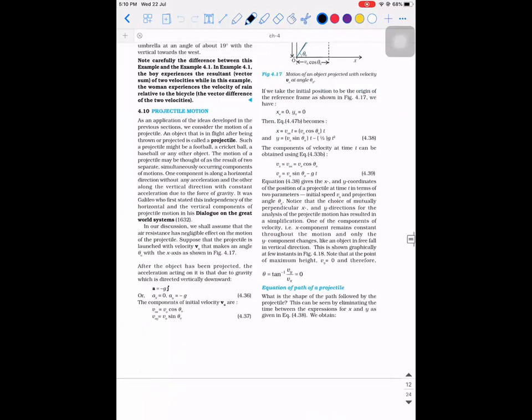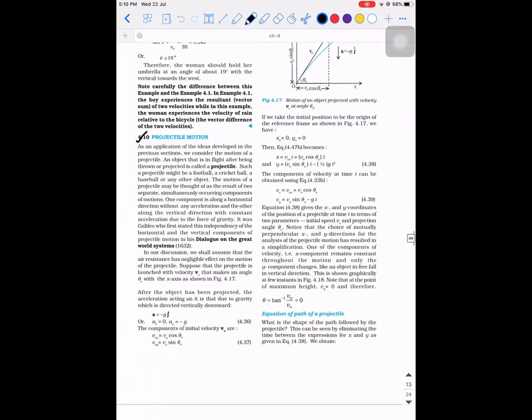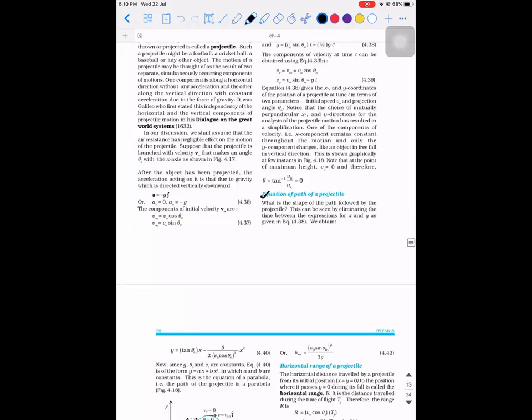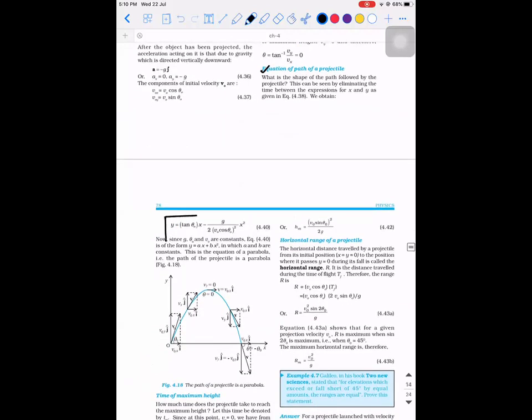We have already seen the vectors part. We have seen what is projectile motion, and we did a few problems, right? The equation of path of a projectile, that is y is equal to x tan theta minus gx square by 2u square cos square theta. I told you this important derivation.